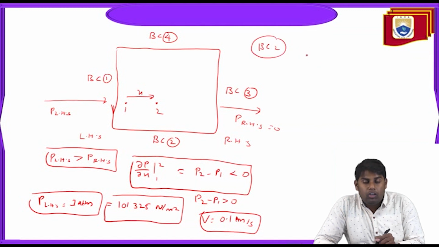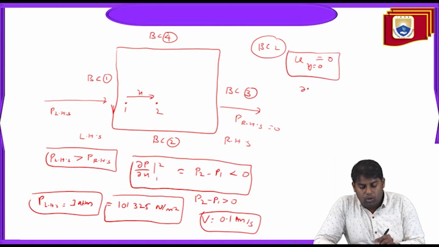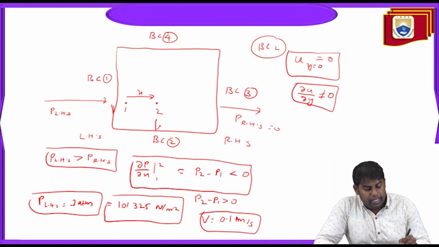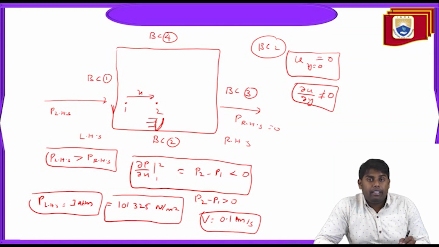For the wall, U at y equal to 0 is 0. And dou u by dou y is not equal to 0. So this gradient changes. If it is equal to 0, what happens? All the points have the same velocities. So you have the boundary layer, which is dou u by dou y. If it is equal to 0, velocity at this point is the same, this point is the same, at every point you have the same. So this is the case for the inviscid flow.